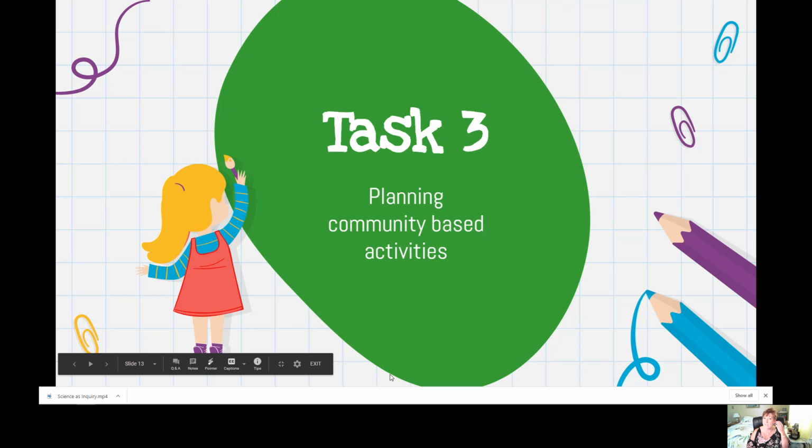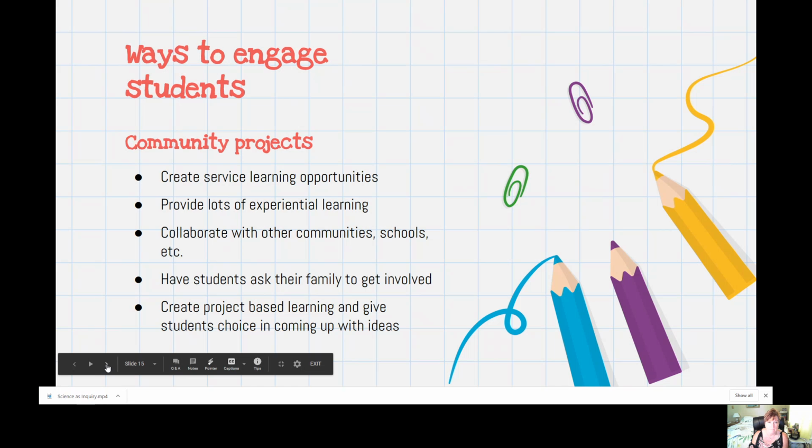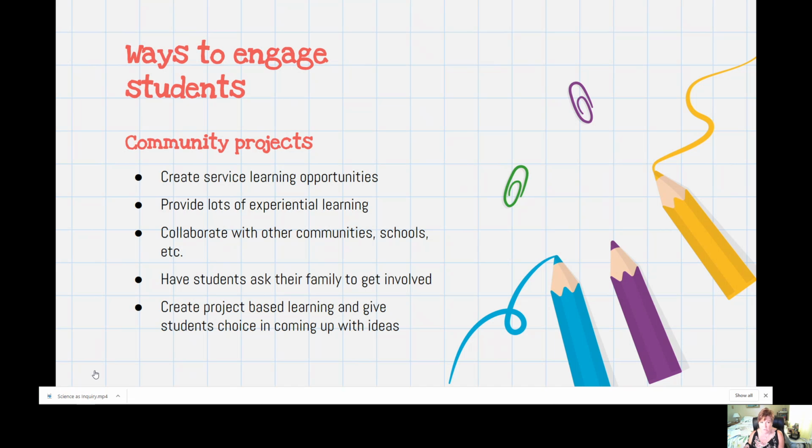So task number 3 is planning community-based activities. Again, we want our students to be global collaborators. Children learn to be global collaborators through community-based real-world problems. Ways that you can engage students: you can have community projects, create service learning opportunities, provide lots of experiential learning, hands-on learning. Collaborate with other communities, schools, have students ask their family to get involved. Create project-based learning and give students choice in coming up with their ideas.